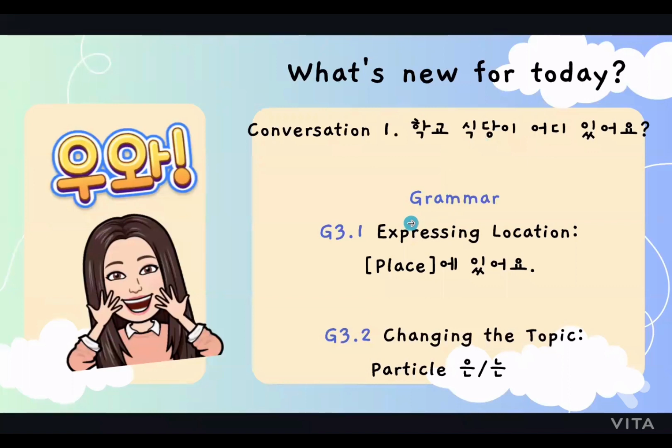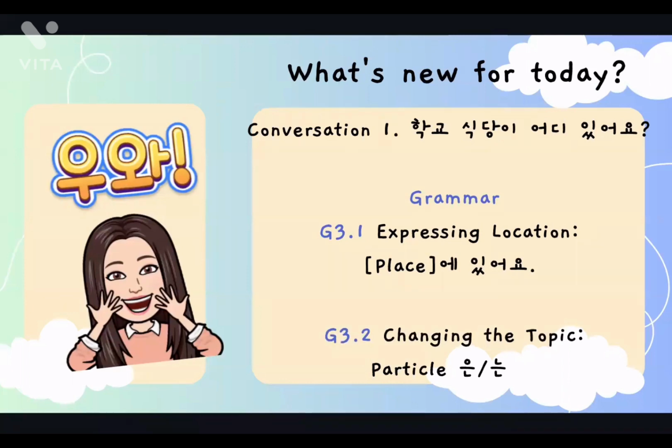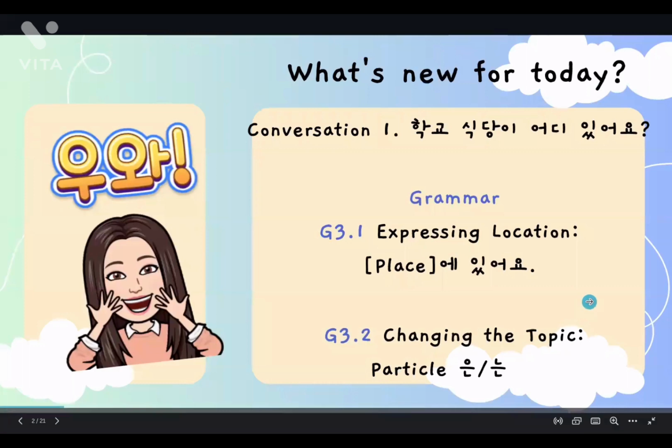자, then let's look at our grammar points for today. We're going to learn two grammar points. 1. Expressing location. So place, 어디 어디에 있어요. 2. Changing the topic particle, 은 or 는. Alright, then 그러면 여러분들 준비되셨나요? Let's go. 가보실까요?